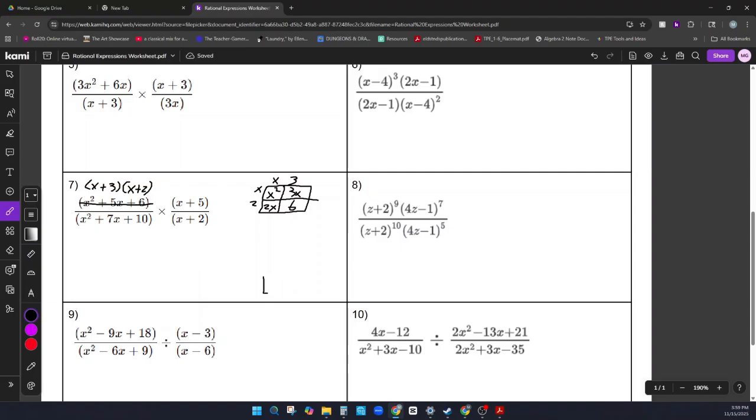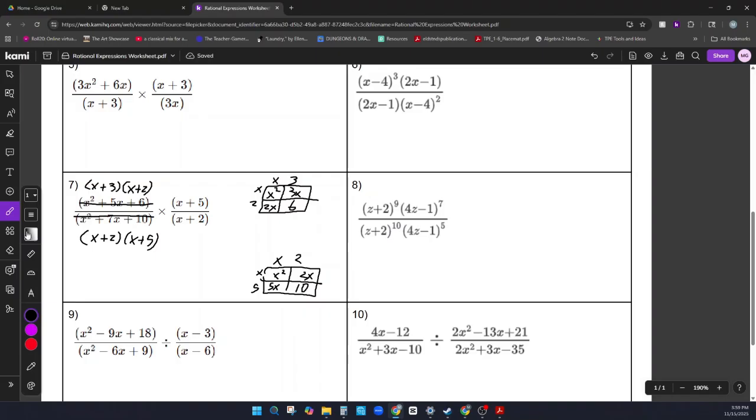Similarly, for my bottom quadratic, that's going to be x squared, and that's going to be 10. And if I'm aiming for 7, that's going to be 2x and 5x, giving me x, 5, and 2, meaning I could rewrite this as x plus 2 times x plus 5.